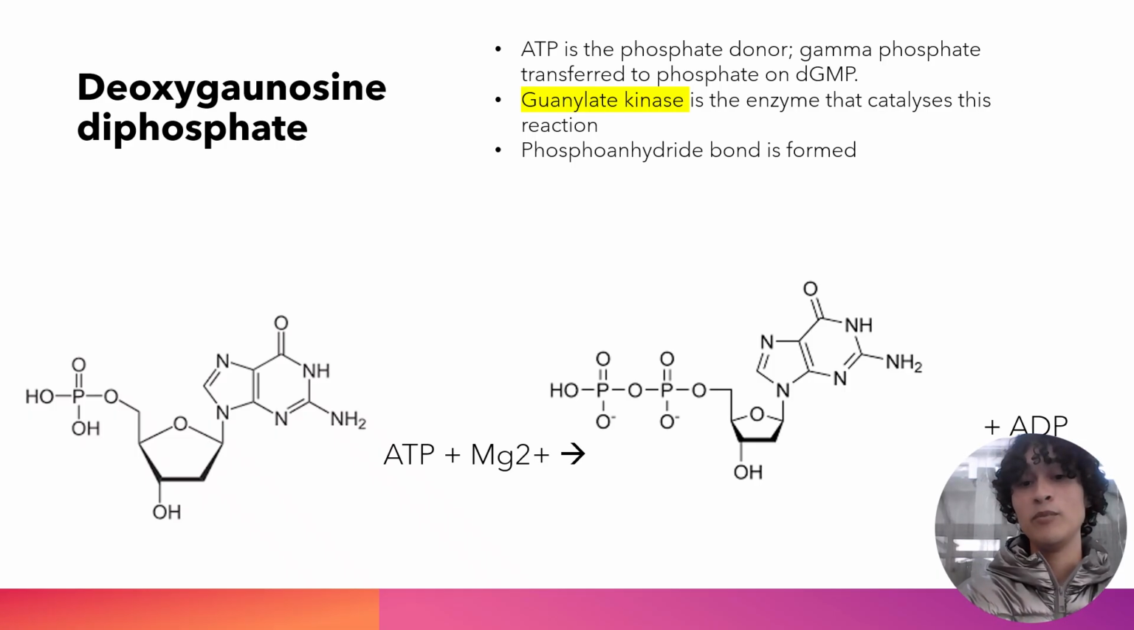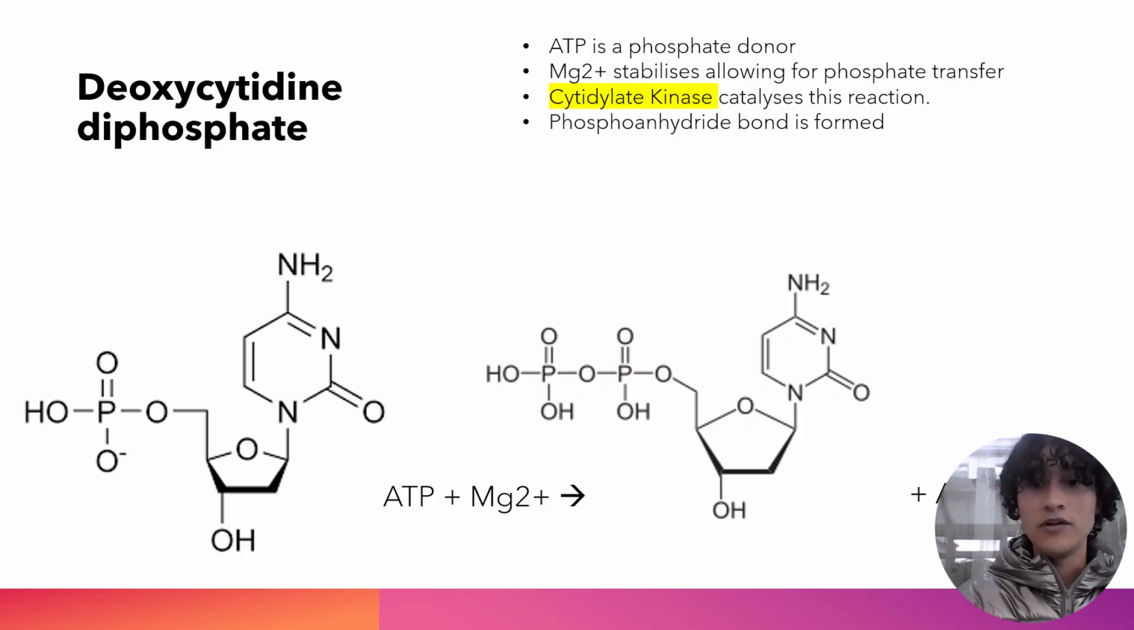And again, it's important to know that the bond formed between the alpha phosphate and the beta phosphate on the deoxyguanosine diphosphate isn't a phosphoester bond like it is with the alpha phosphate and the ribose sugar. It's a phosphoanhydride bond that is formed between these phosphate groups. So we'll just go through deoxycytidine monophosphate now, just briefly.